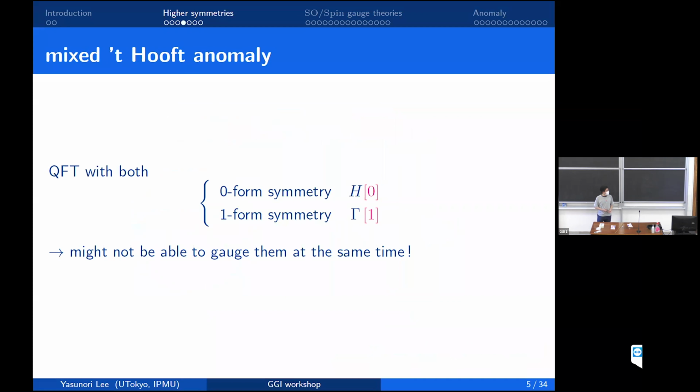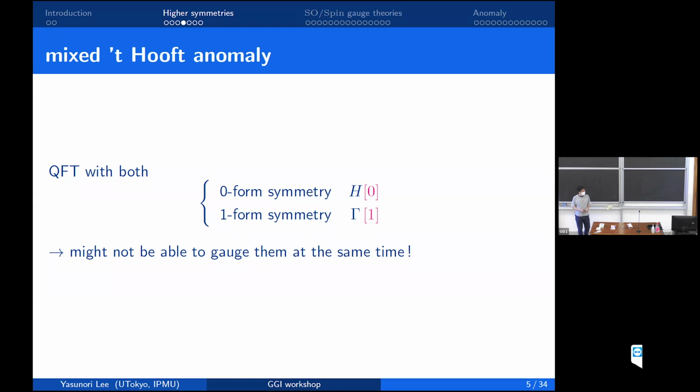Next, let's discuss the mixing between the ordinary symmetry and higher-form symmetry. Given a QFT, it can of course have several kinds of symmetries. In particular, it can have both a 0-form symmetry H and a 1-form symmetry Gamma. Furthermore, these two symmetries can not just coexist, but also can have a mixed anomaly between them, meaning that they might not be able to be gauged at the same time.